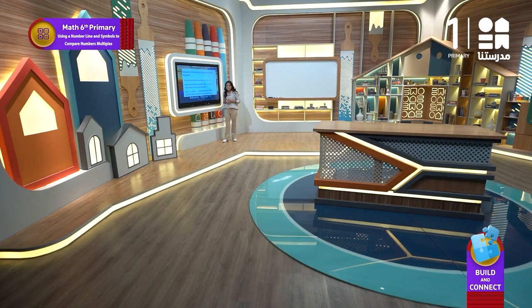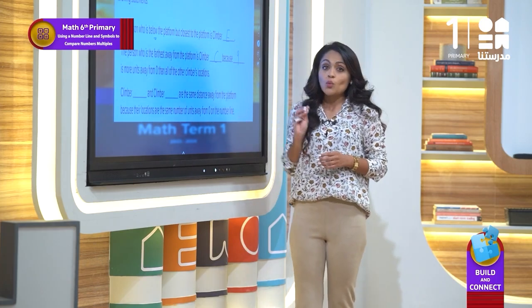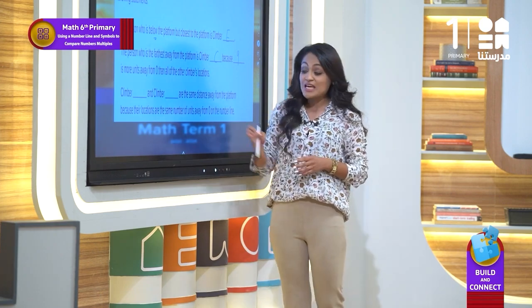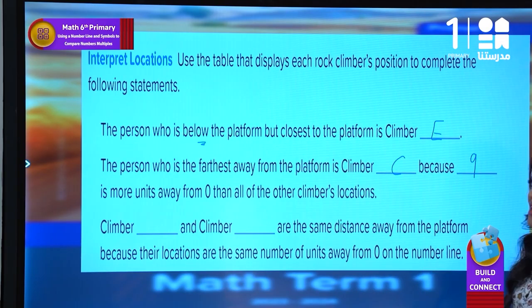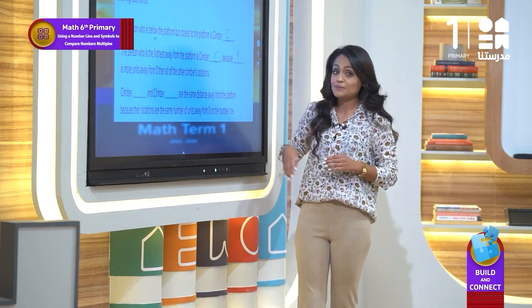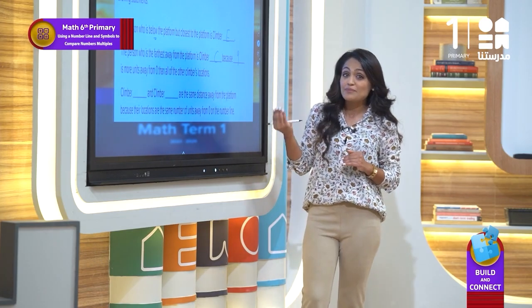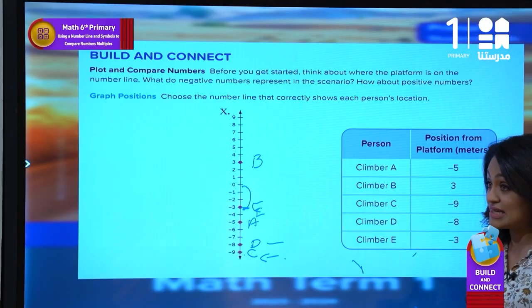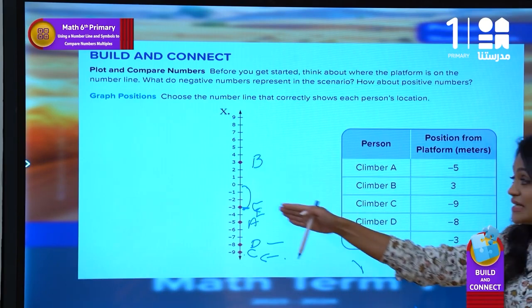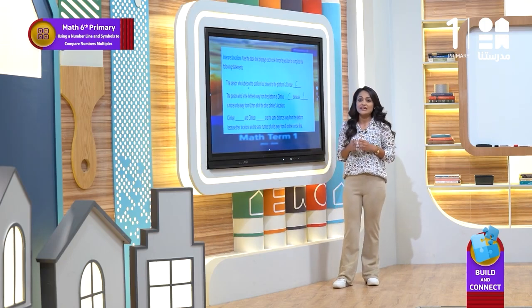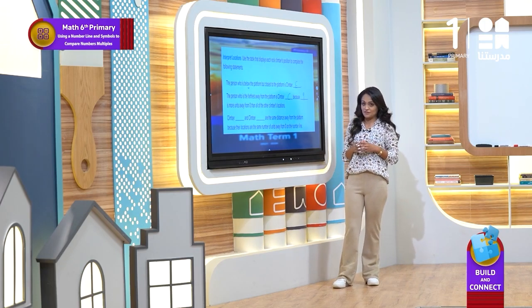I'm sure that reaching the answer using the number line has become easier for you. In the last statement, we are asked about the climbers who are the same distance away from the platform, in additive inverse. So, when we count the distance from the platform, we will find that they are climbers B and E. So let's see. Climber B is at 3, and climber E is at -3. That's because each climber is 3 meters away from the platform.